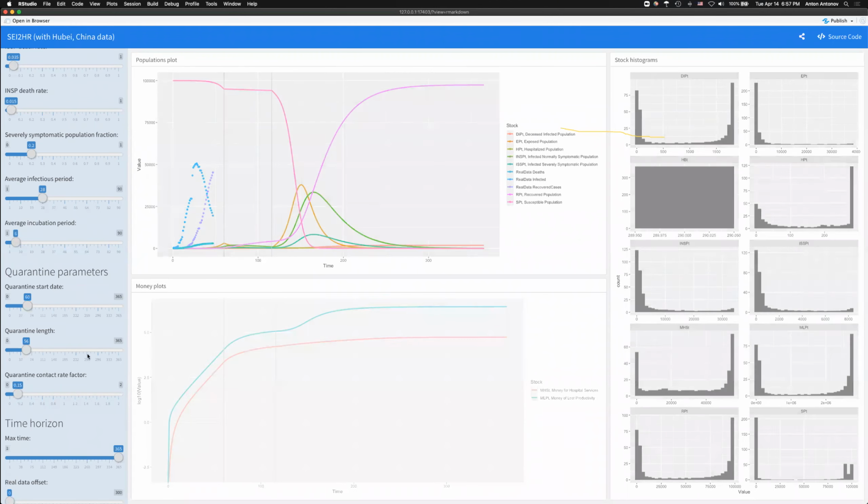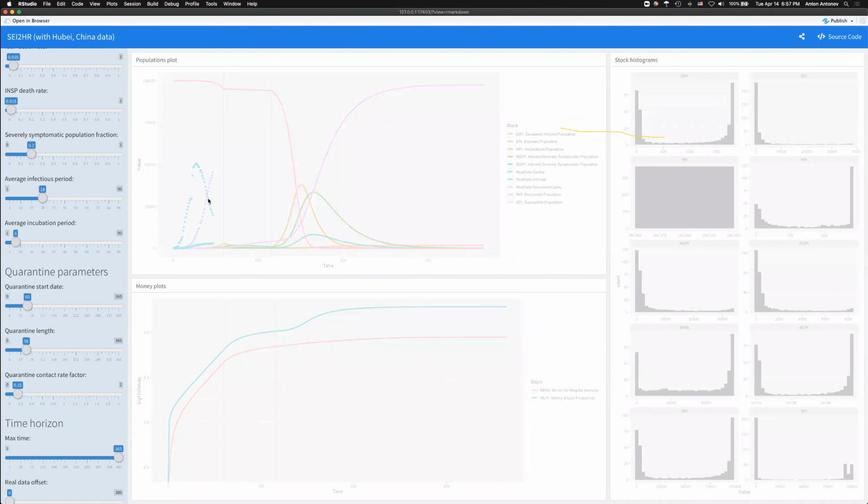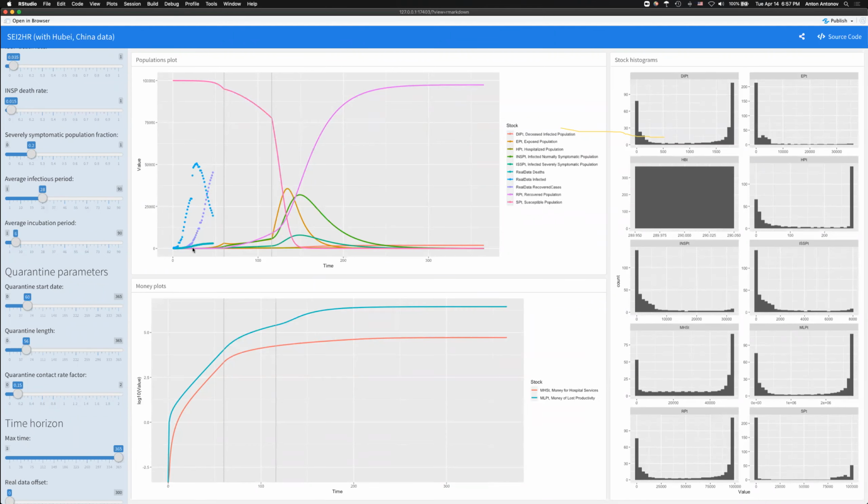But let's get back to modeling for Hubei. Obviously, given the way the data was collected, there's some incubation period and infectious period. So this slider here tells me what I'm seeing here. What are the recovered? These are the recovered, in purple.